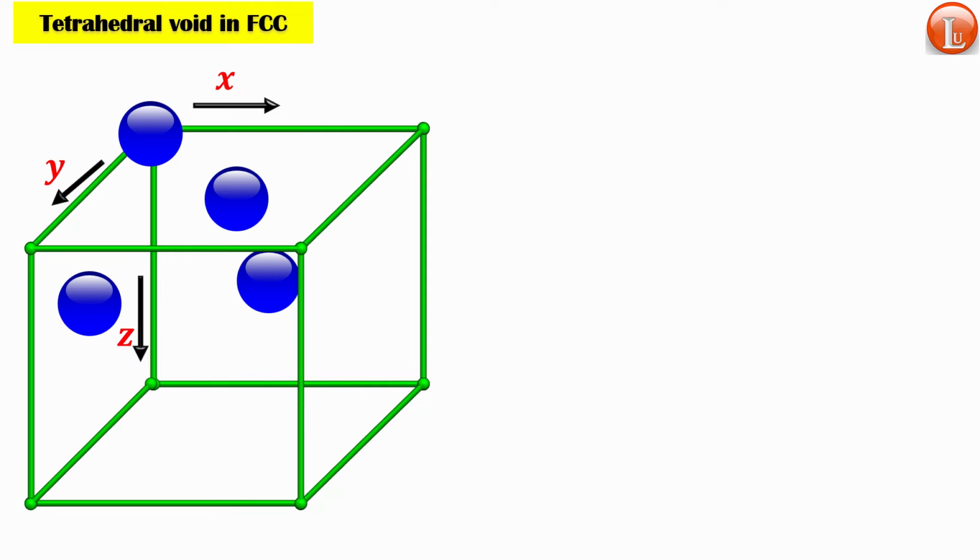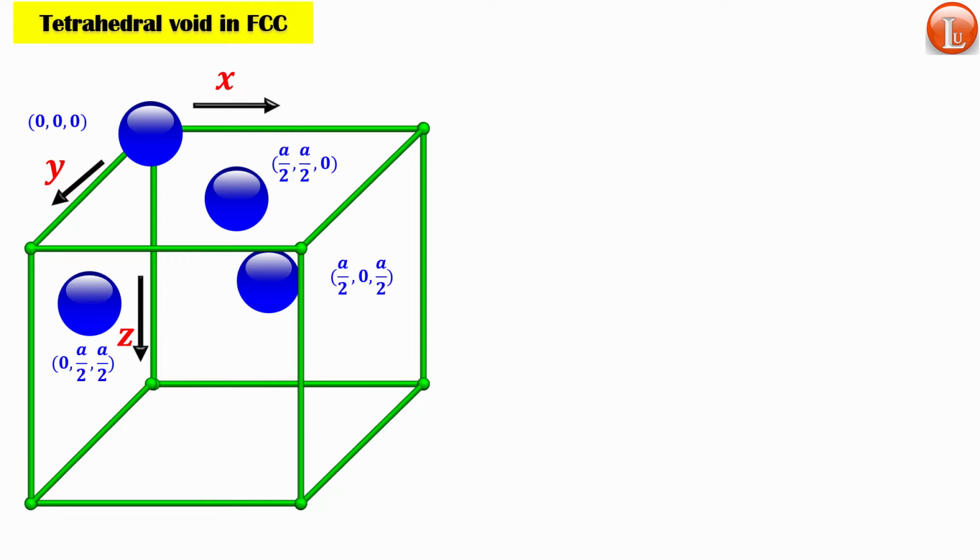Now suppose I place my red atom at the center of this. Now let's consider the corner atom to be the origin. This is my origin 0, 0, 0. Let the length of the unit cell be a. Then the coordinates of this one are going to be a/2, a/2, 0. What about this one? This is going to be a/2, 0, a/2, and this one is going to be 0, a/2, a/2.